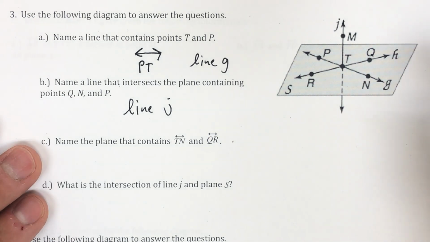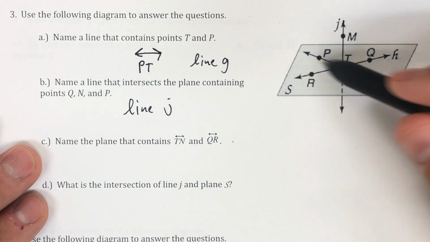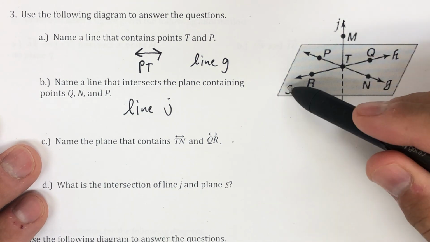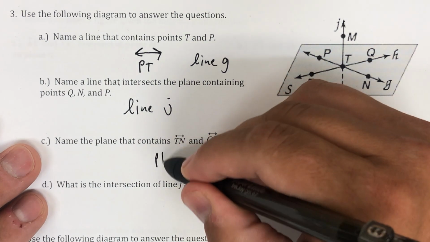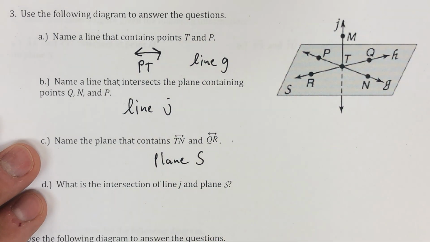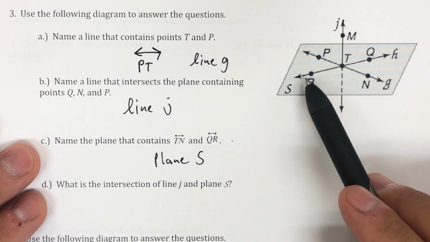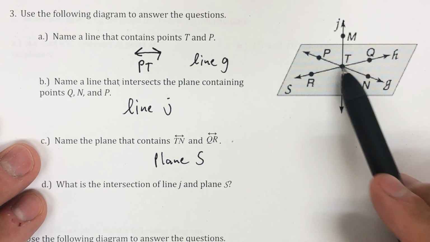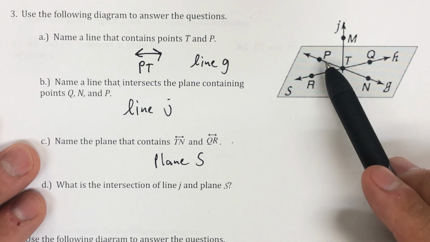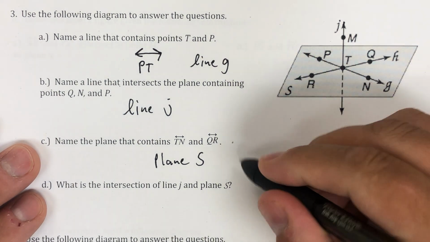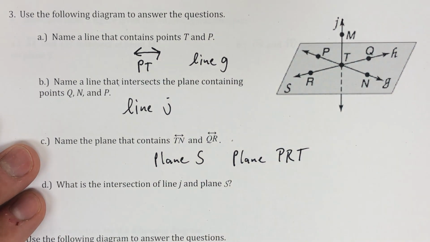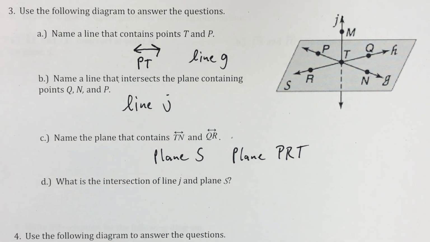Name the plane that contains line TN and line QR. You could call it plane S, big letter in the corner. Also, I could name it by picking 3 points on it that are not on the same line. So I cannot call this plane RTQ. All right, that's not acceptable because those are on the same line. I can't call it PTN. Those are on the same line. So I'm going to pick P, R, and T. So the 3 points to name the plane cannot be on the same line.